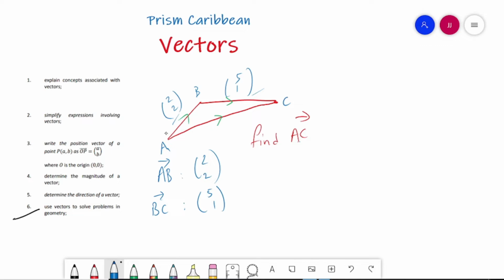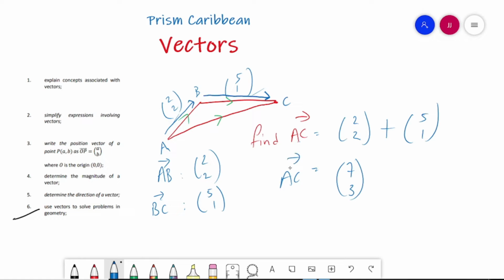So go from A to C. Starting off at A, we're going to B. So we're going with the arrows, so that'll be 2, 2, plus, right? Because we're going with the arrow, and then we're going from B to C, which is 5, 1, which in this case will be 5 plus 2 is 7, 2 plus 1 is 3. And this is the vector AC.